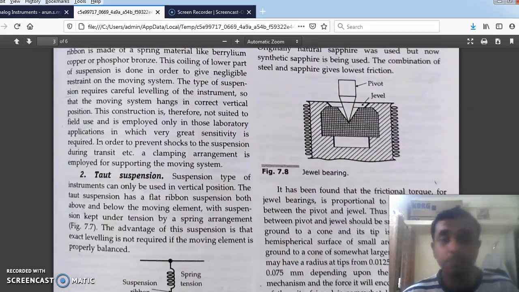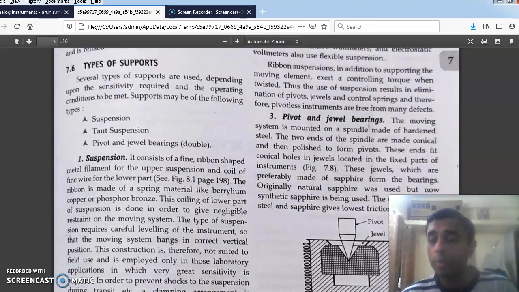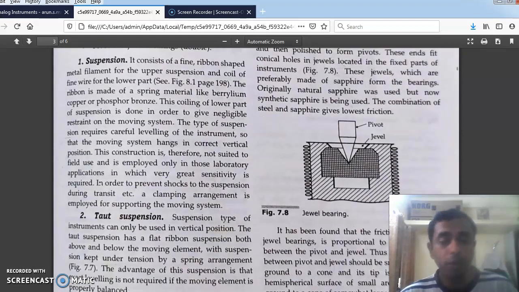The third one is the pivot and jewel bearing type, where we have a spindle which carries the moving system. In the earlier two types, the filament or the spring carries the moving system. Now we have a very robust thing, a pivot. The pivot carries the moving system, and the bottom of the pivot is very pointed. The end is conical, and the point of contact is more or less a semi hemisphere.